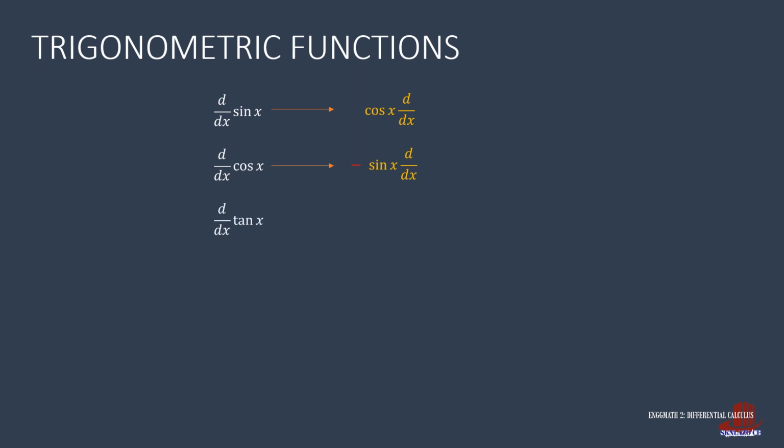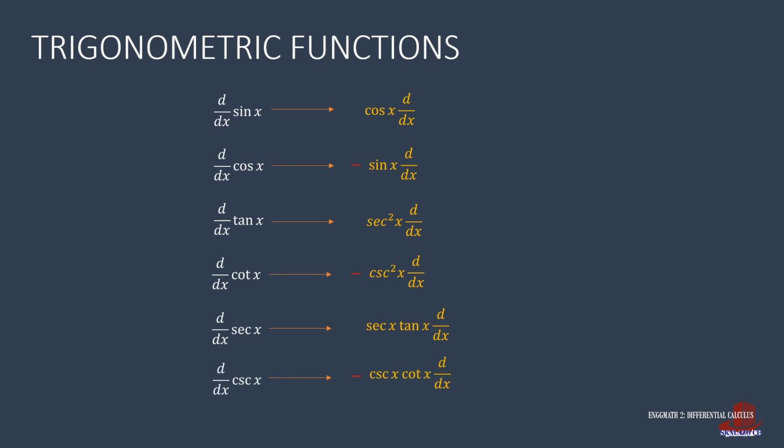The derivative of tangent x is secant squared x, and the derivative of cotangent x is negative cosecant squared of x. There is also the derivative of secant x, which is secant x tangent x. Then, the derivative of cosecant x is negative cosecant x cotangent x.